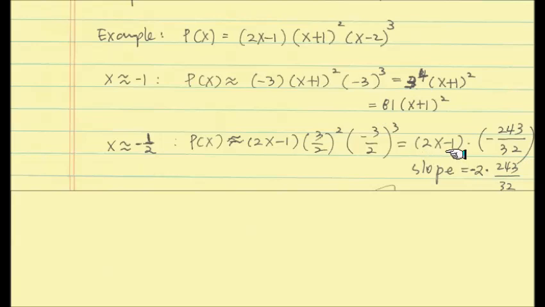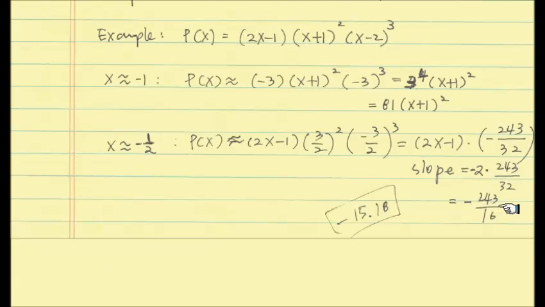So the slope will be this 2 times the number outside. Because it's linear, it's going to be simply a line. So that's negative 243 divided by 16, roughly in decimals negative 15.18. So it's a fairly steep line. Like last time, I'm going to go to the computer and compare the actual shape of this graph with the linear approximation there.